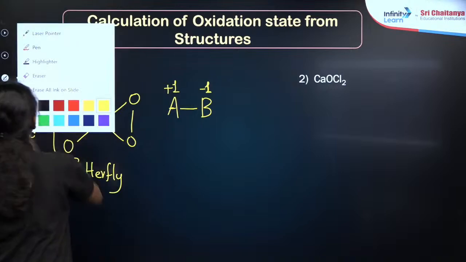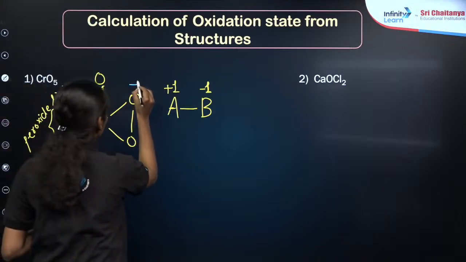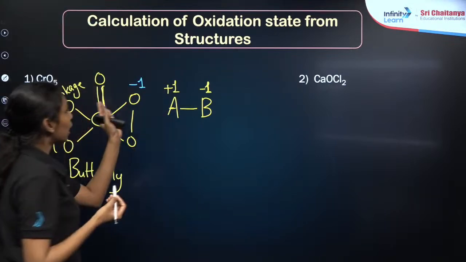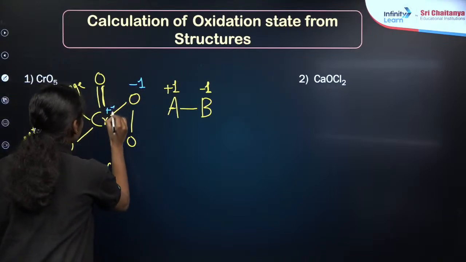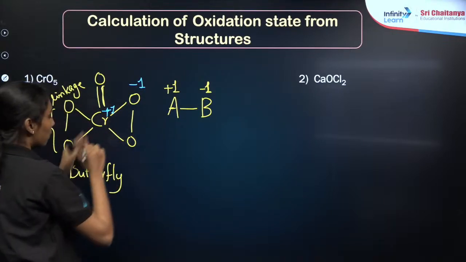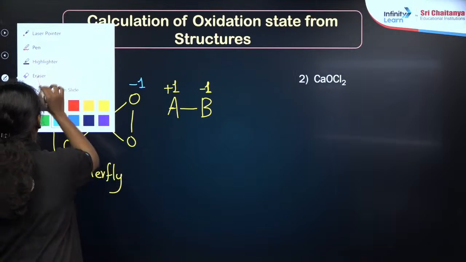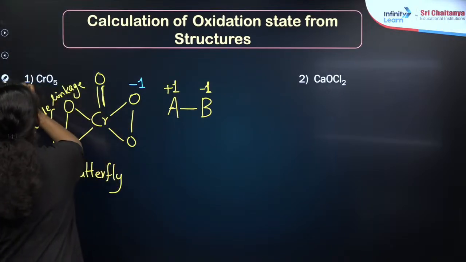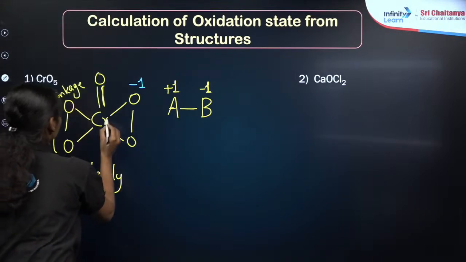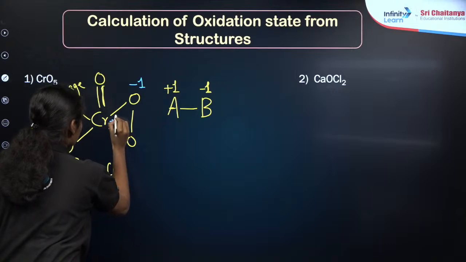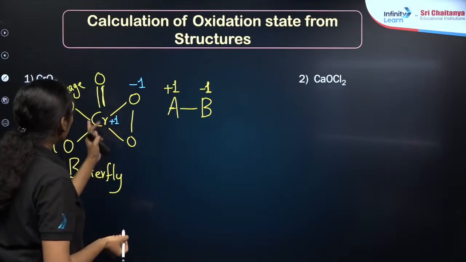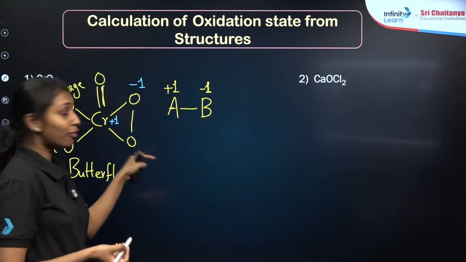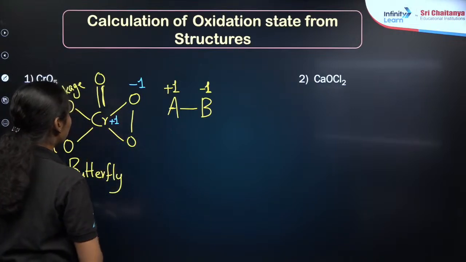Which means it will possess -1 charge because it is attracting the electron pairs towards it, so that chromium experiences +1 charge. Is it clear? It experiences +1 charge. Clear? Okay. Now again, if we consider the next oxygen, what will be the charge on this chromium atom?